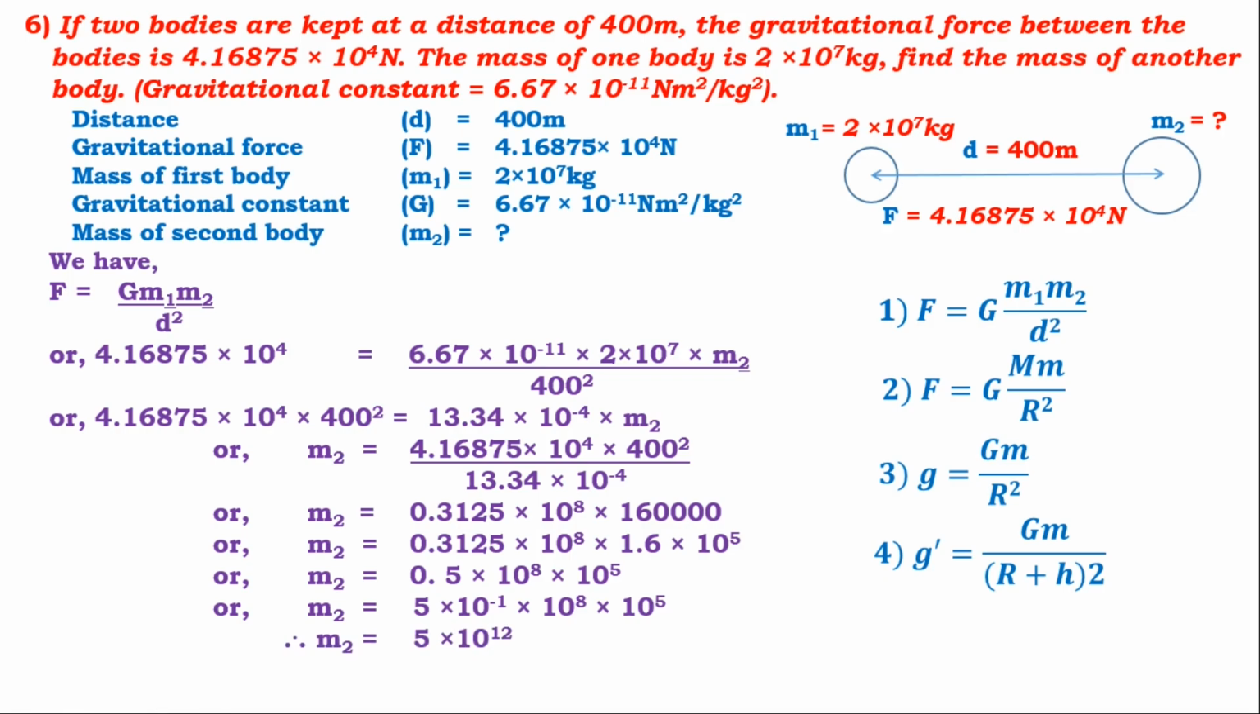Since the unit of mass is kilogram, that's why we have to write one sentence with the unit like this. Therefore mass of second body is 5 into 10 to the power 12 kilogram. Mass of this second body is calculated. Okay, this way we can solve the numerical problem.